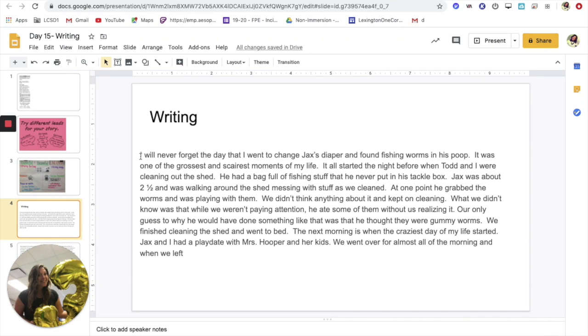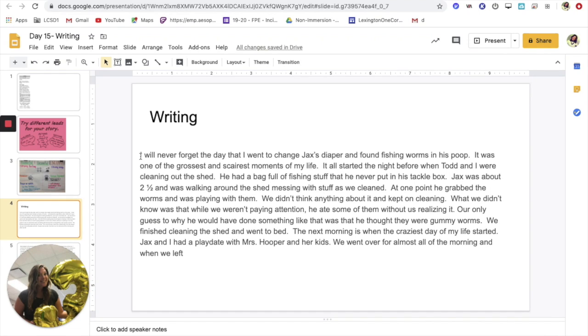I will never forget the day that I went to change Jax's diaper and found fishing worms in his poop. It was one of the grossest and scariest moments of my life. It all started the night before when Todd and I were cleaning out the shed. He had a bag full of fishing stuff that he had never put in his tackle box.